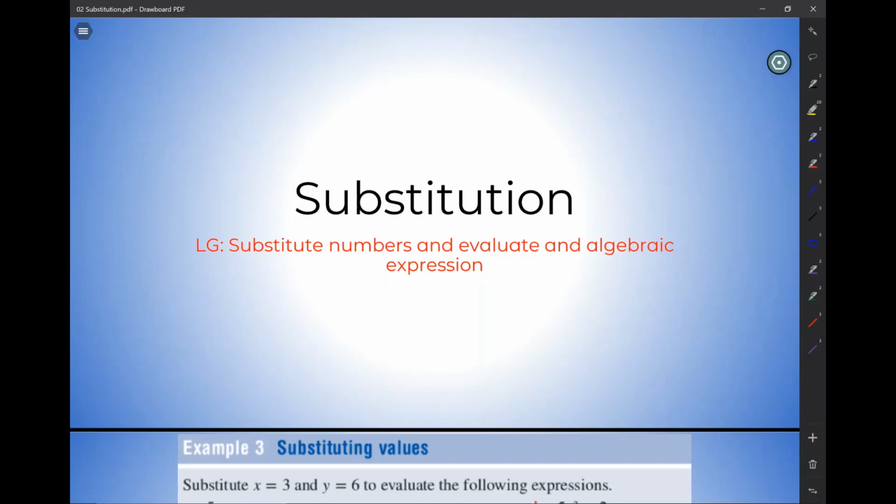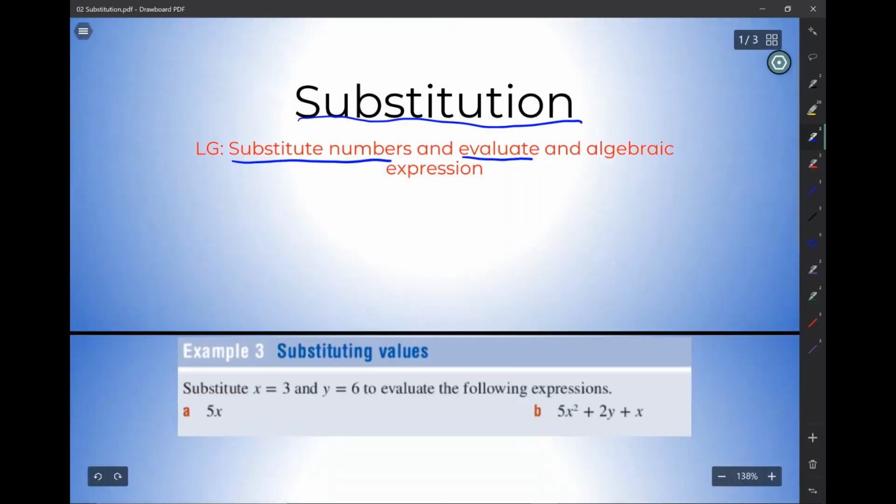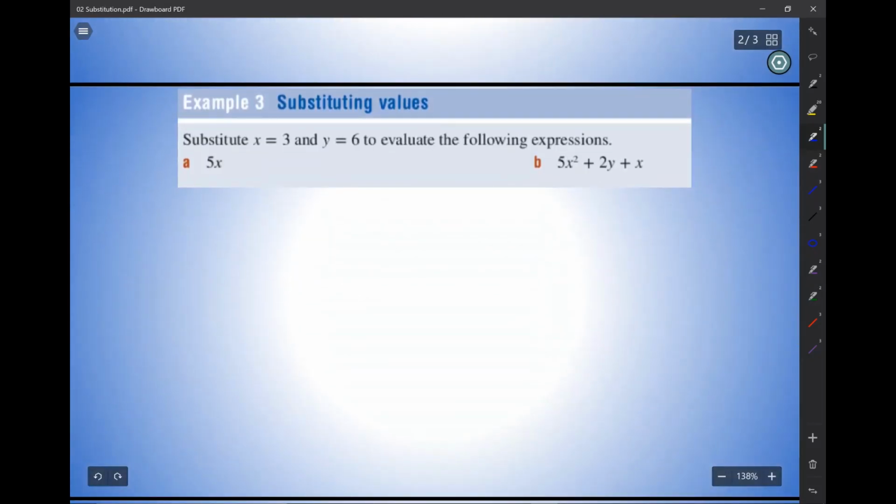Today's lesson is going to be looking at substitution and how we can substitute numbers into and then evaluate algebraic expressions. Now, I just have one example for you today. So in this example, we're saying that anywhere there's an x, we're going to put a number 3. And anywhere there's a y, we're going to put a number 6. That's what this means.